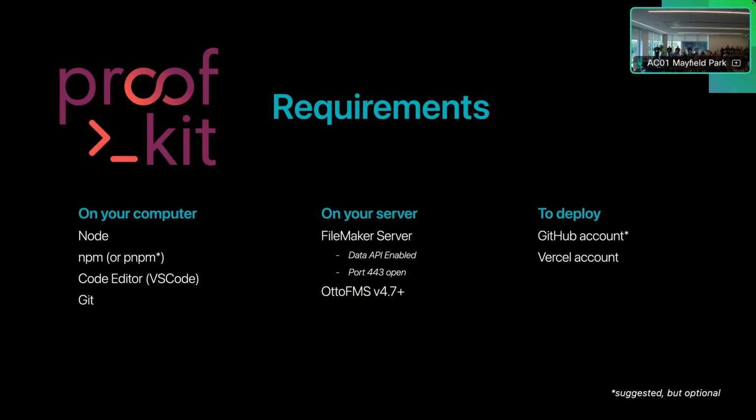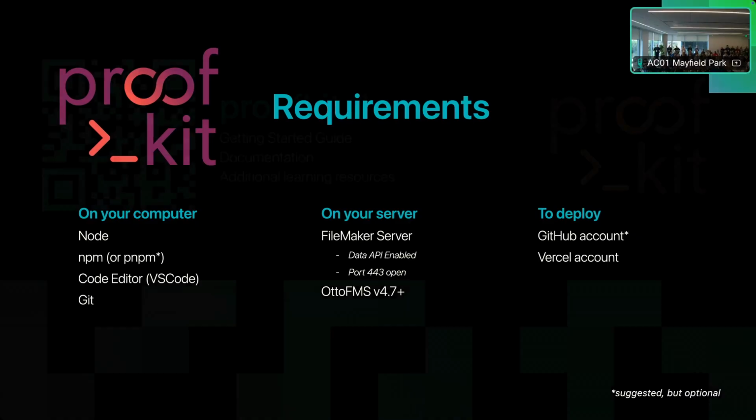And then if you want to deploy to Vercel, as I showed using ProofKit, you're going to need a free GitHub account and a free Vercel account. All of these things that I'm showing you on screen here are free, obviously with the exception of FileMaker Server, but I think you already have a license to that if you're here. Okay, so that's the basics.